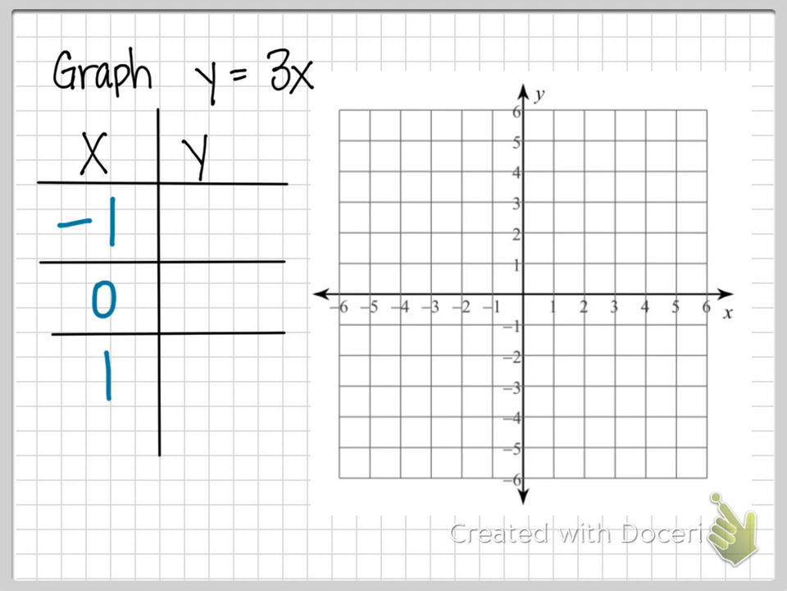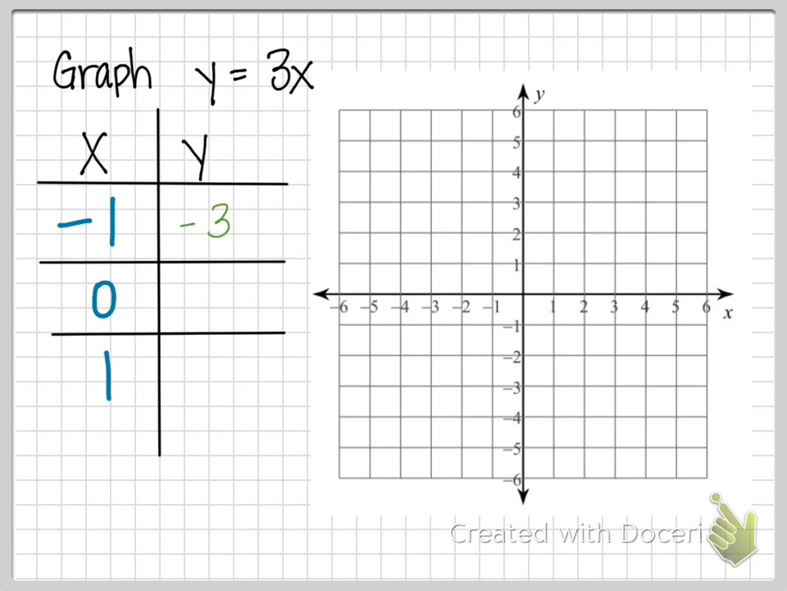So choose 3 x values that make sense. As you know, I like to choose -1, 0, 1. And then I like to plug in. You have to plug in each of those values for x in your original equation. So if we say y equals 3 times -1, we get that y equals -3. So we get -3 for y. I'm going to do all my math first, and then I'm going to plot my points.